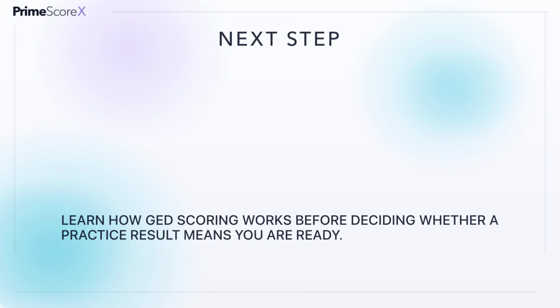Your next step is to understand the score system. A practice percentage by itself can be misleading, and being close to the passing line is not the same as being consistently ready. In the next lesson, you will learn what the GED score ranges mean, why each subject must be passed separately, and how to interpret a result without either panicking or scheduling too early.